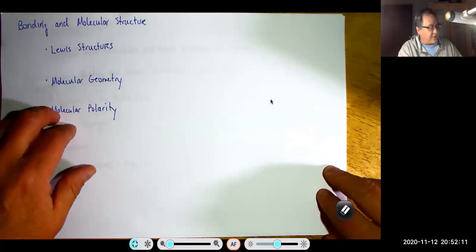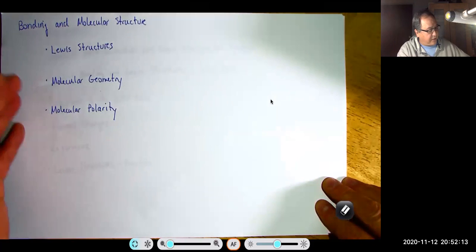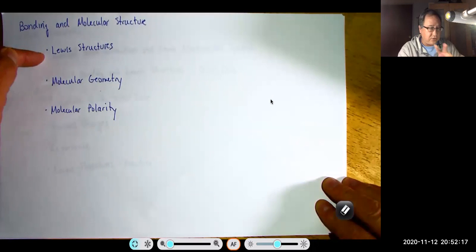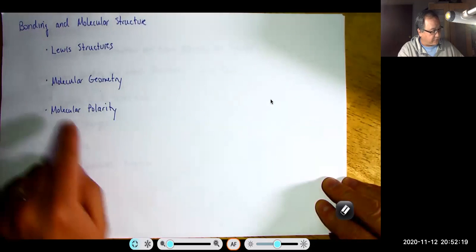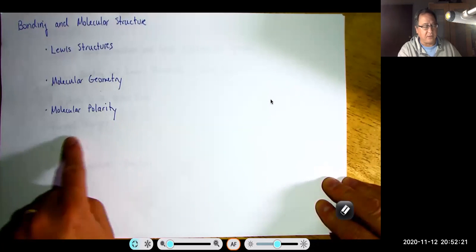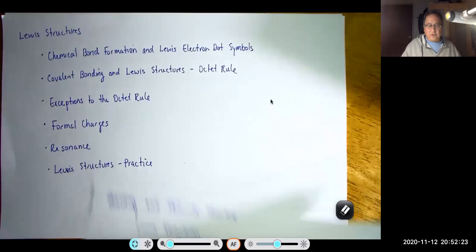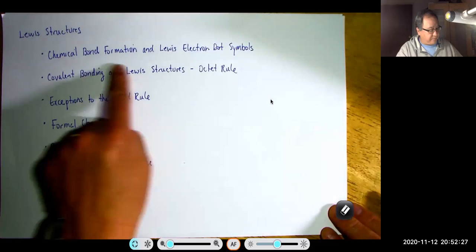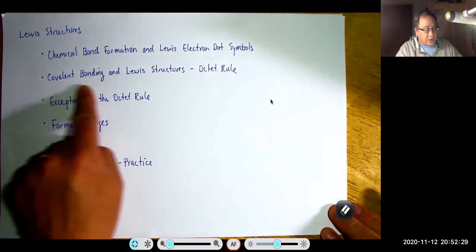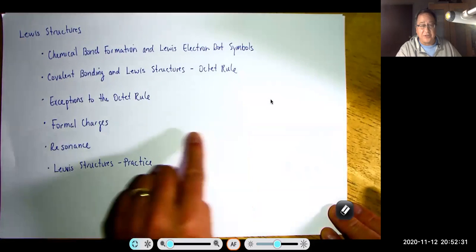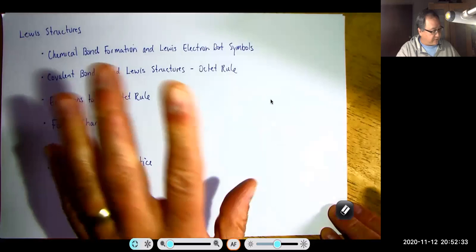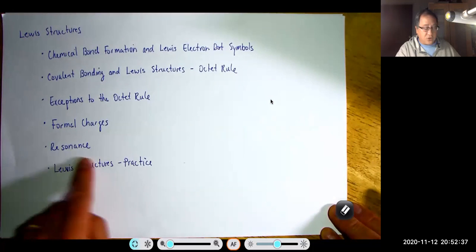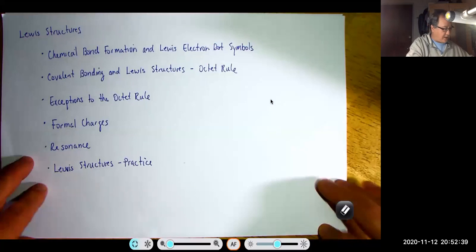This is our second lecture for this particular section. So we're focusing on Lewis structures, two lectures for this, and then we'll do a few for molecular geometry and molecular polarity. For Lewis structures, we were looking at chemical bond formation, bonding in Lewis structures, the octet rule, and exceptions to the octet rule. That was in the first lecture. This next lecture, we're going to be looking at formal charges, resonance, and drawing Lewis structures and practice drawing them.